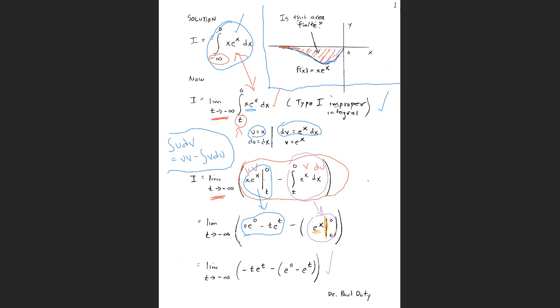So I'm down here now. And this is going to be negative t times e to the t minus 1 plus e to the t. That's what we're going to get. And we have to evaluate that limit.